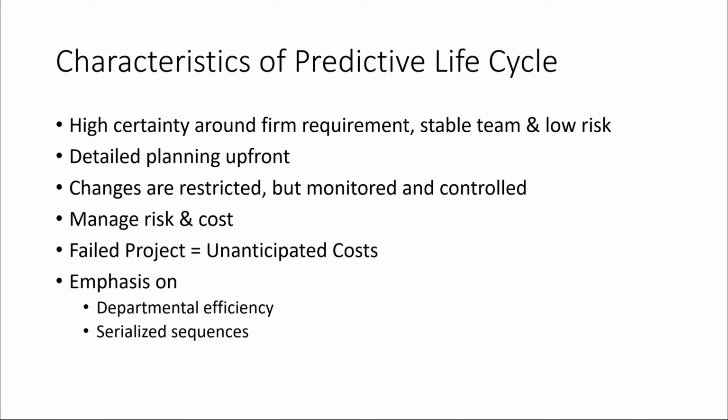When the team creates detailed requirements and plans at the beginning of the project, they can articulate the constraints. The team can then use those constraints to manage risk and cost. As the team progresses through the detailed plan, they monitor and control changes that might affect the scope, schedule, or budget. By emphasizing a departmentally efficient, serialized sequence of work, predictive projects do not typically deliver business value until the end of the project. If the predictive project encounters changes or disagreements with the requirements, or if the technological solution is no longer straightforward, the predictive project will incur unanticipated costs.